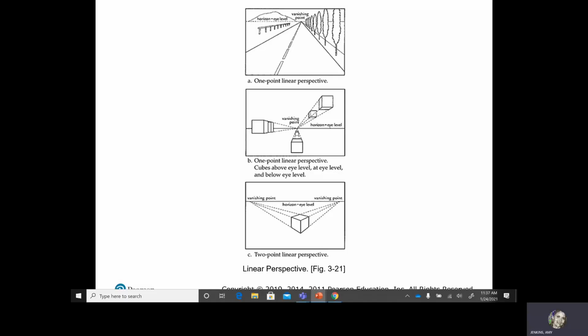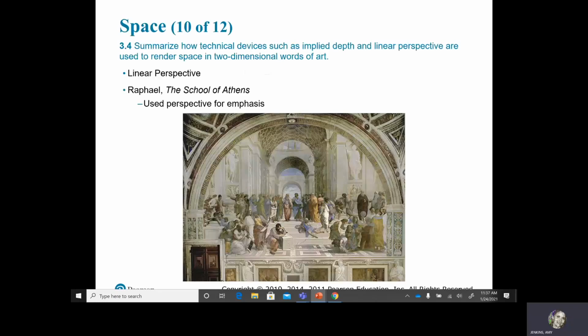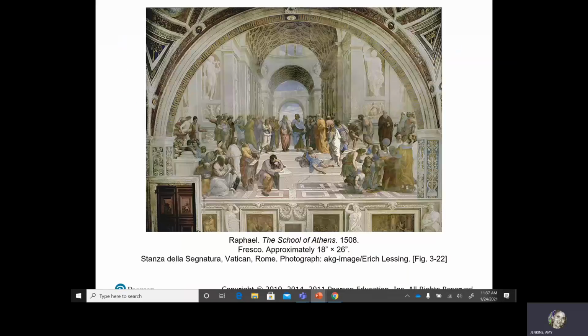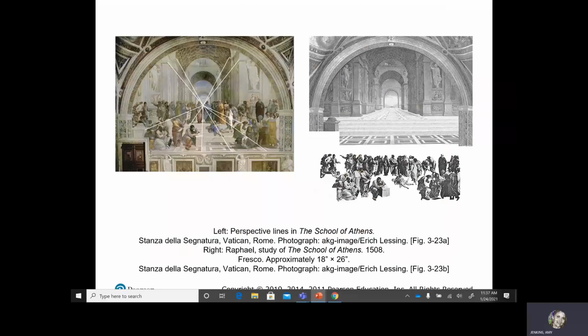And then at the bottom we have 2-point linear perspective. So you have 2 vanishing points. With linear perspective, here's the example of the School of Athens by Raphael. He used perspective for emphasis. This image shows how the angles converge on a vanishing point.